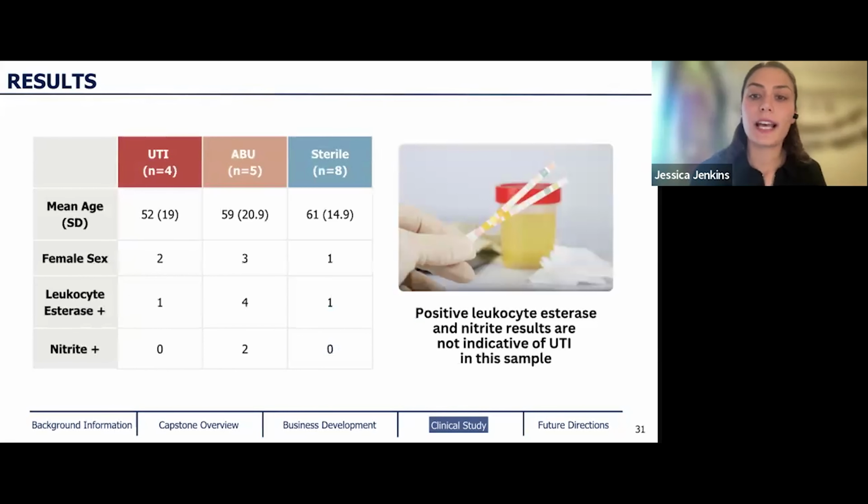When positive leukocyte esterase and nitrite results were compared between UTI, ABU, and sterile urine groups, we found that positive leukocyte esterase and nitrite results were not predictive of UTI. These results align with the literature and further support that existing UTI tests are not reliable indicators of UTI.